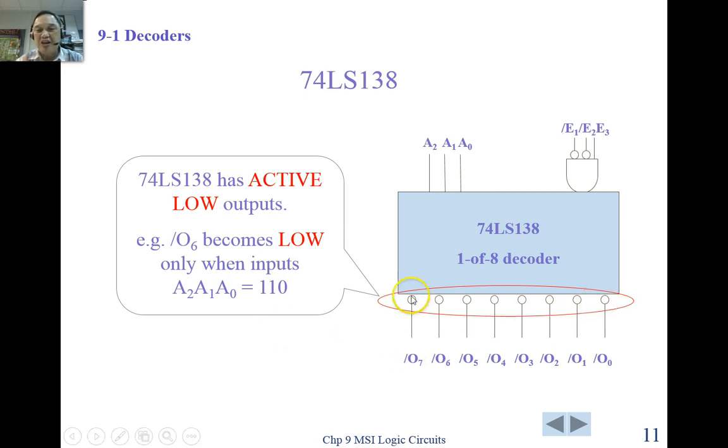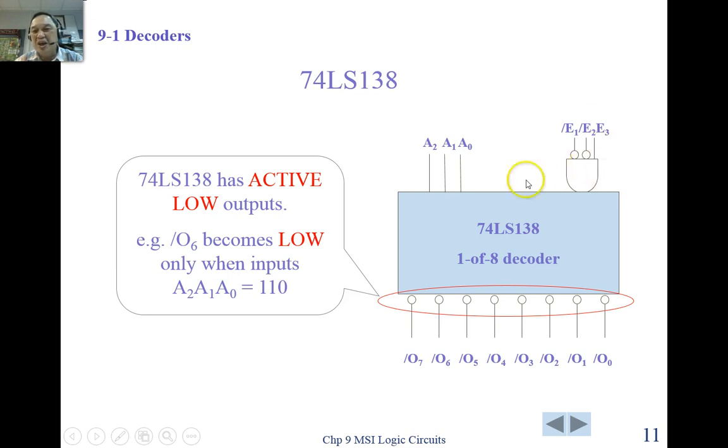The bubble means active low. For example, Q6 becomes low, okay, this will be a 0, provided you get a 0 input here. 1, 2, 4, that means 1, 1, 0. The 6 input represents output 6. Number 5 here, output number 5 will be enabled.